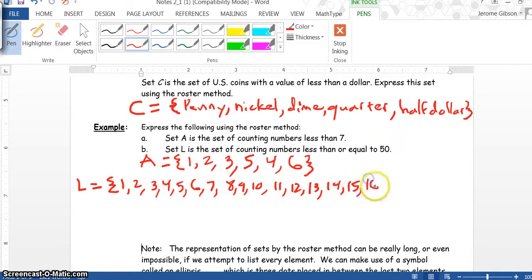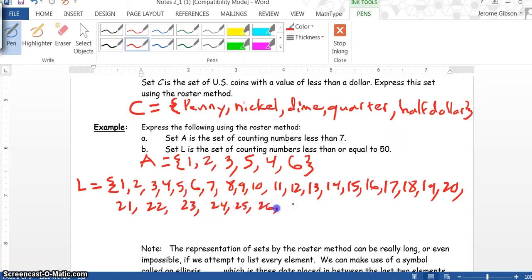Now I'm not saying these numbers because I know you know all of these numbers. I'm just going to write them. It really is a lot of them.